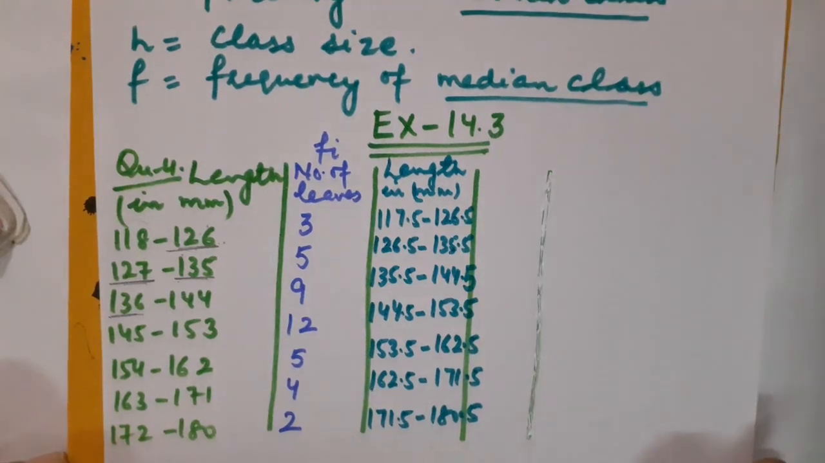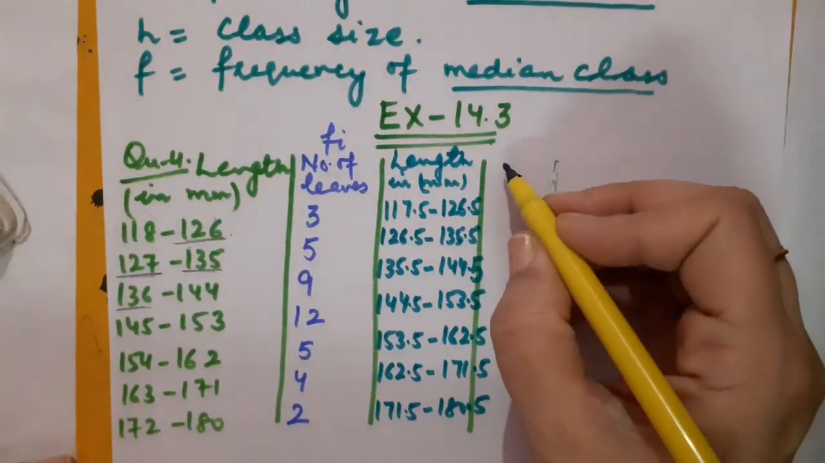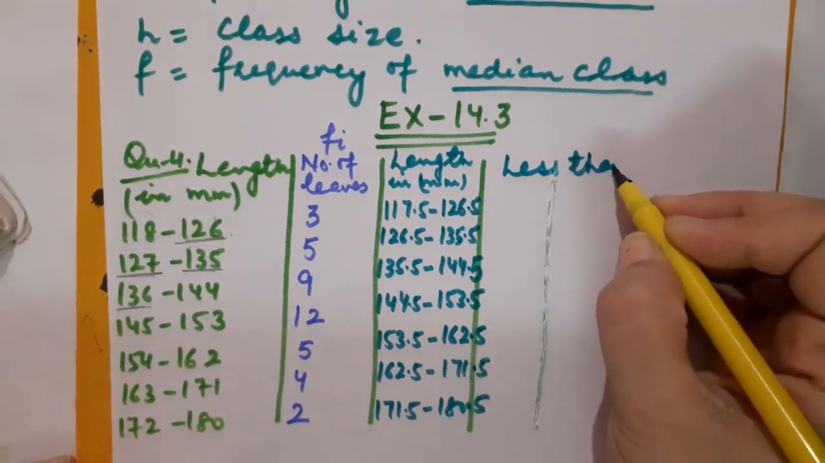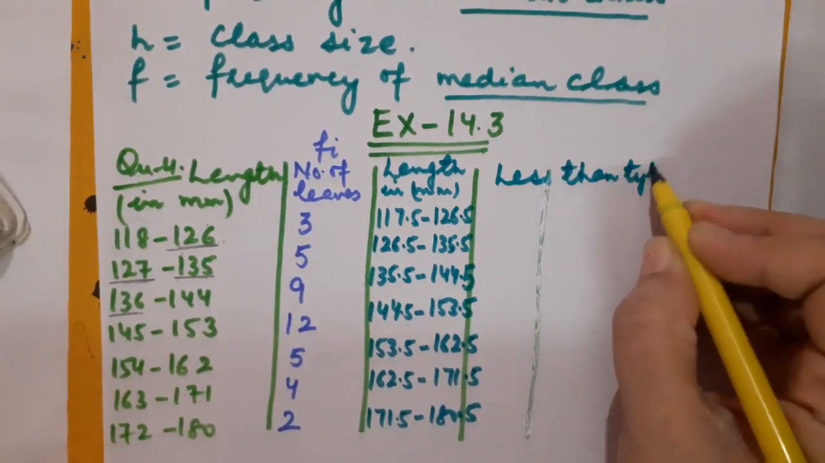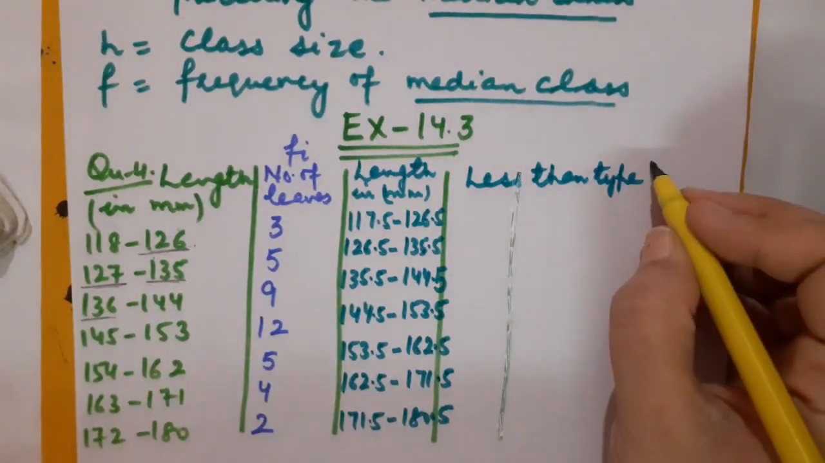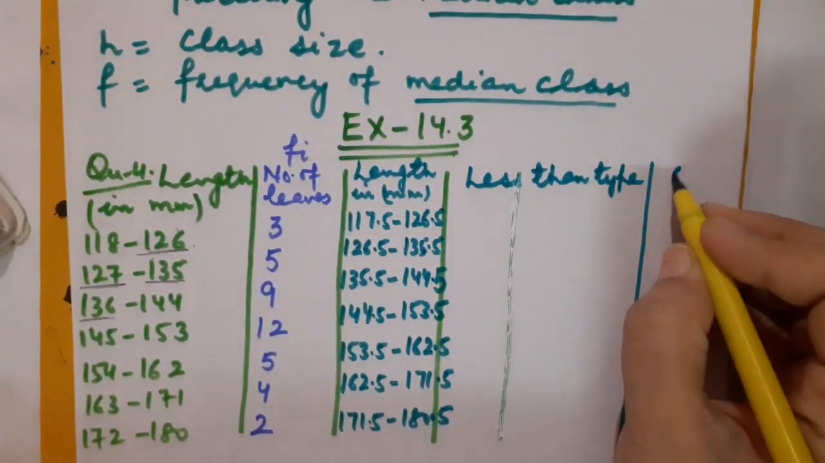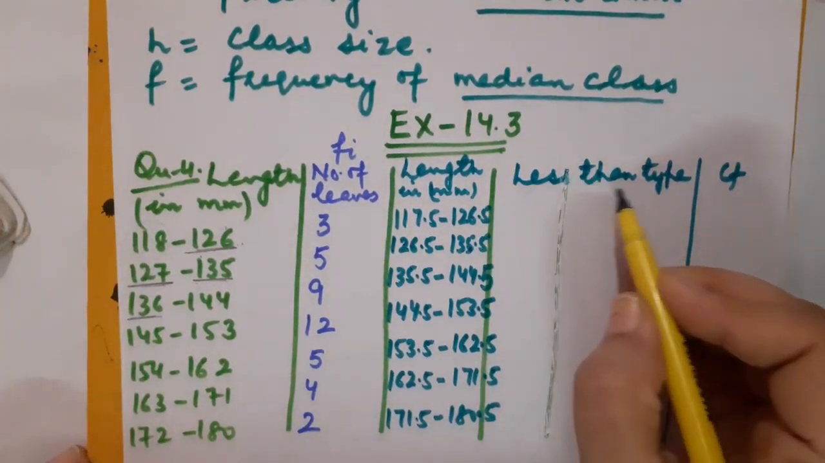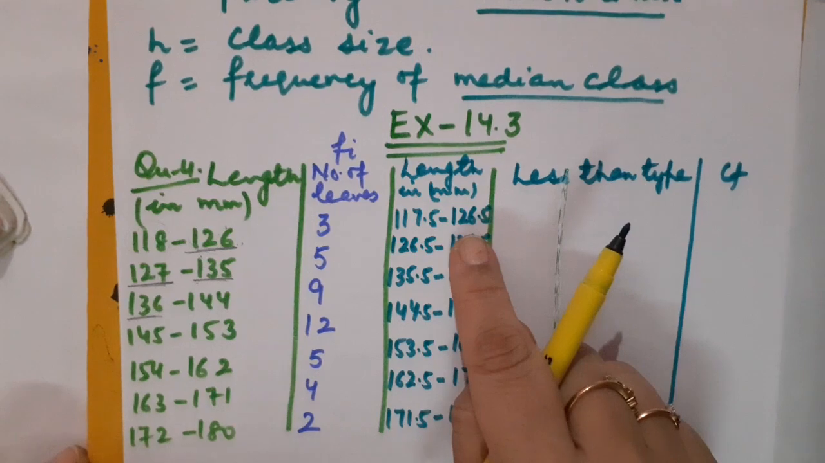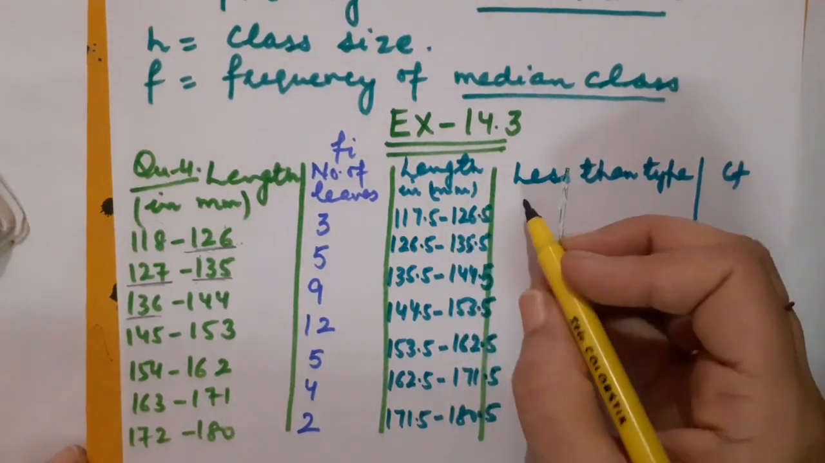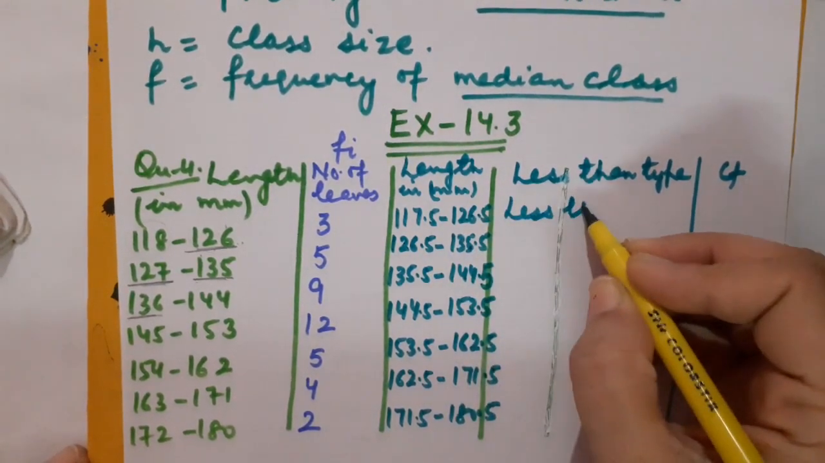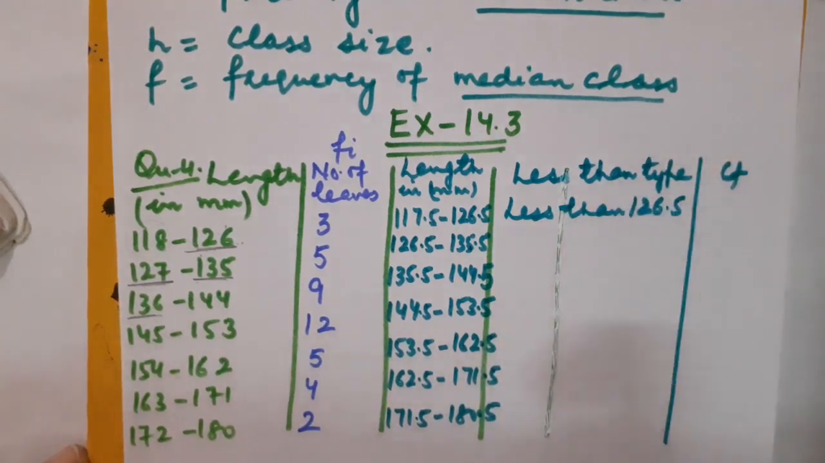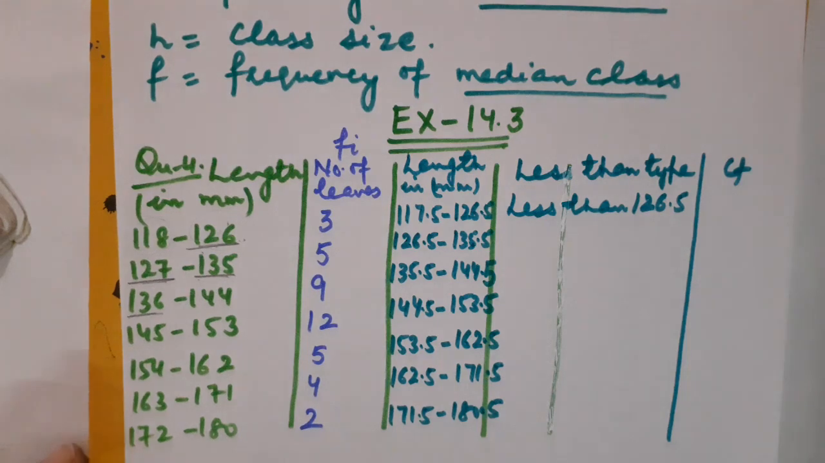Okay children, now I am going to start making the less than type table, and I will be calculating its cumulative frequency also. Please understand. Children, whenever you are going to make less than type, always you have to take the upper limit. So how will I write it? Less than 126.5.